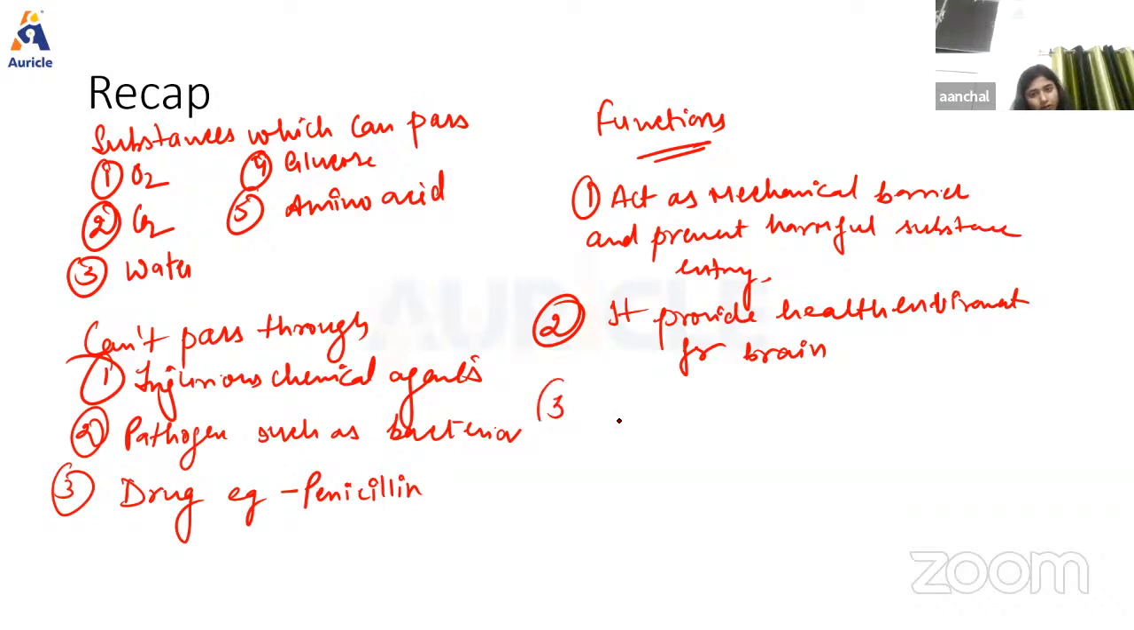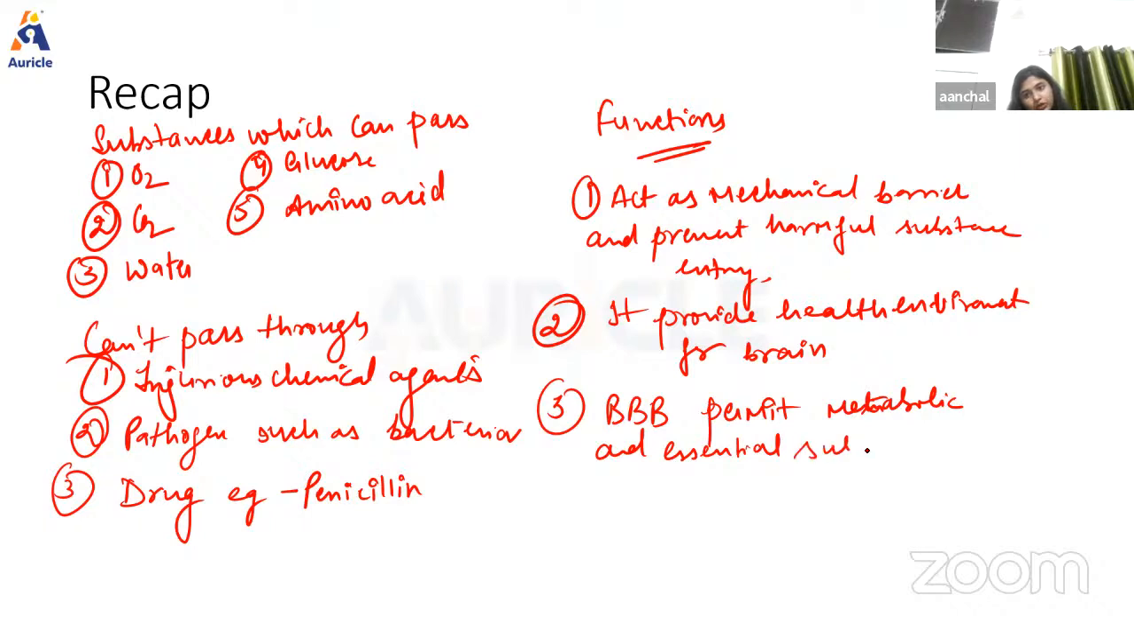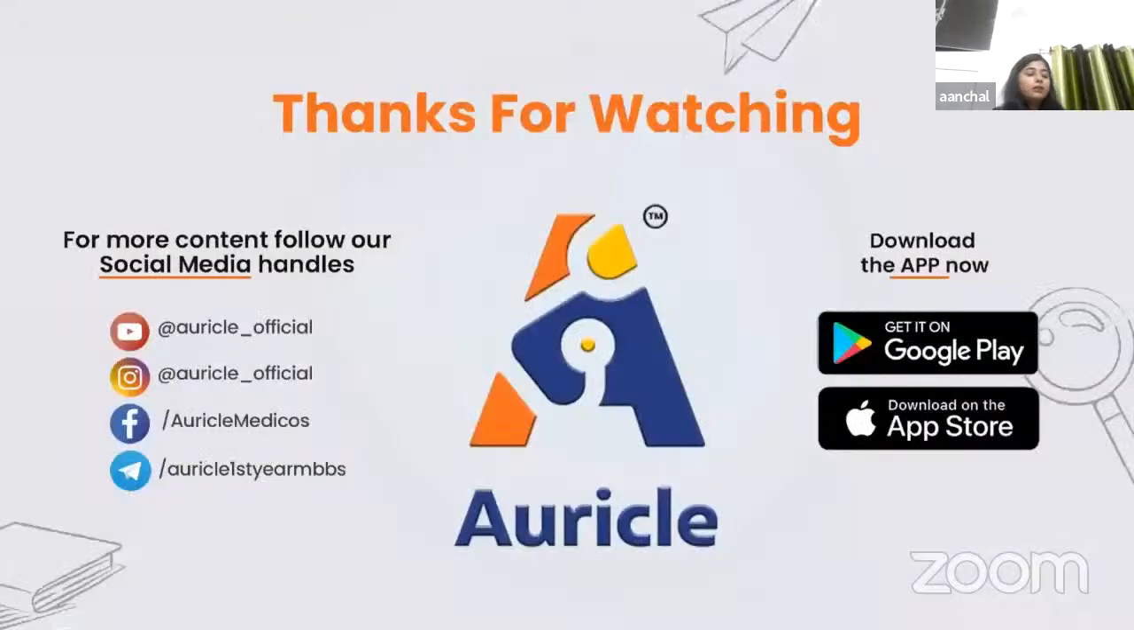Then also the BBB permits metabolic and essential substances to enter. Okay, and which are those substances? Just now we have discussed, like O2, CO2, water, glucose, amino acids, and other lipid soluble substances are also there. Okay, so this is all about the blood-brain barrier.